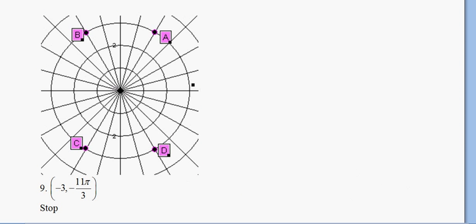And our last one is negative 11 thirds pi. So a negative 11 thirds pi is the same as negative 6 thirds pi minus 5 thirds pi. So this is just an extra rotation here. So negative 5 pi thirds puts me around in the first quadrant. Since it's a negative radius, that puts me back into the third quadrant. So that would be letter C.